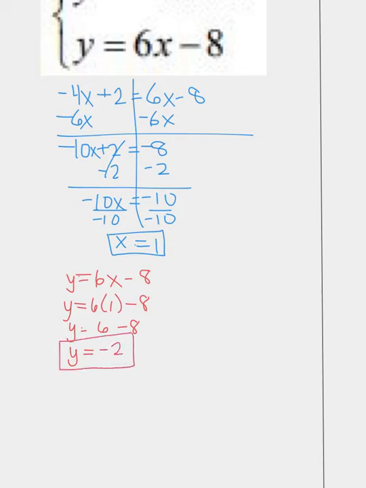So then I will take both my x and my y value, put it together to make the ordered pair for the solution, and that would give me 1, negative 2. So that's my solution for this system of equations.